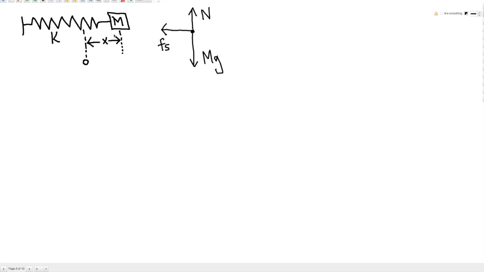Okay, so we're not too worried about what's going to happen in the vertical direction, because those forces are simply going to cancel out. They're equal and opposite from each other. Let's look at what's going on in the horizontal direction.